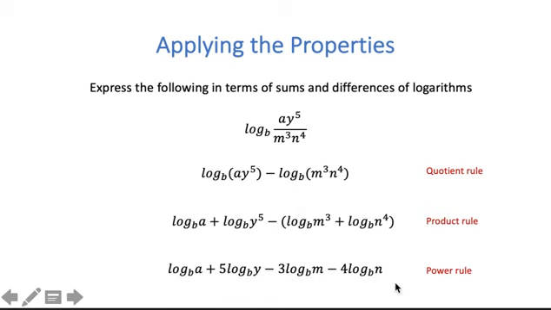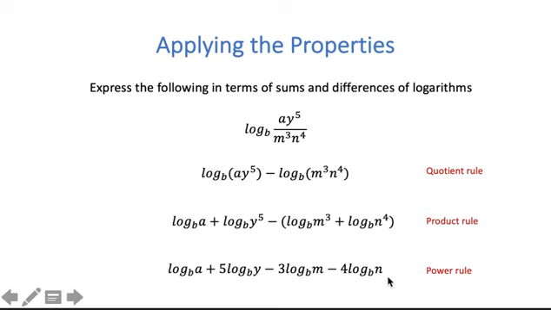So our final answer is log base b of a plus 5 times the log base b of y, see what happened with this 5, minus 3 times the log base b of m, minus, because I distributed the negative sign, 4 times the log base b of n.